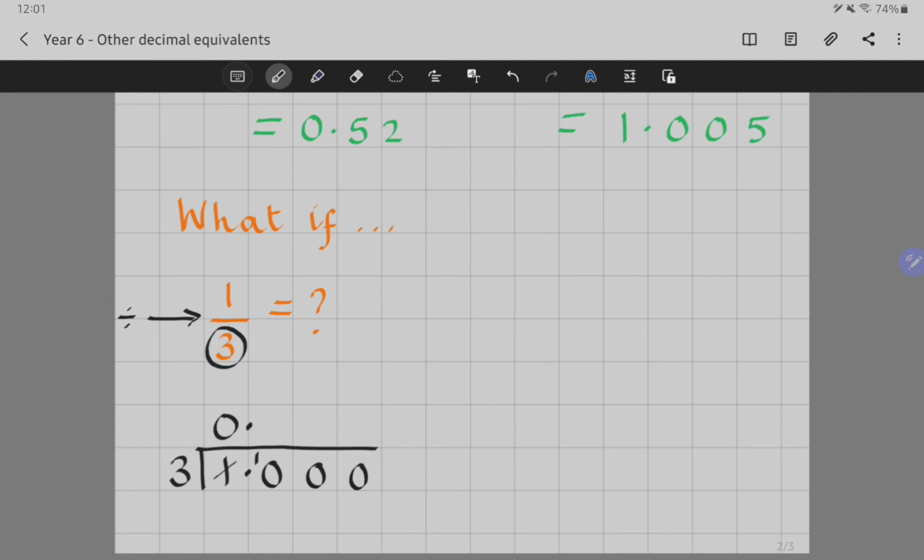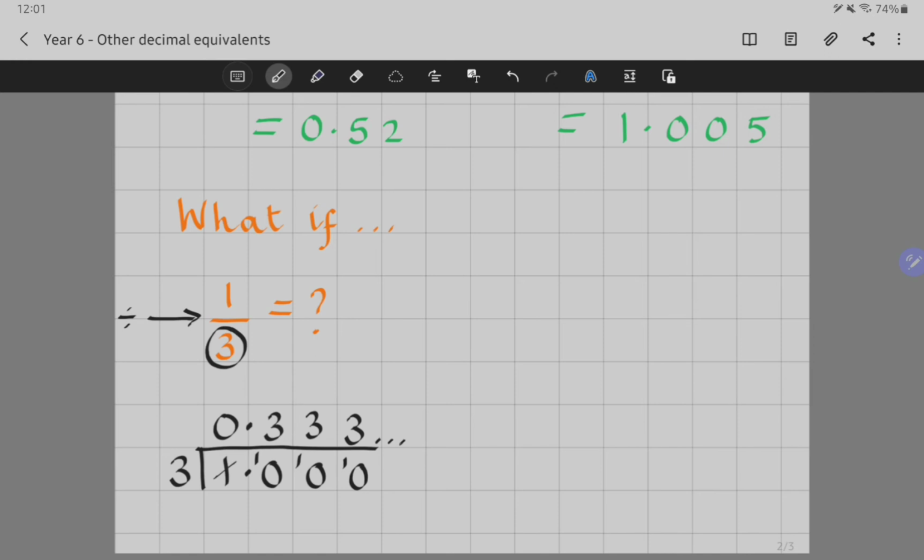3 into 10, or 10 divided by 3, goes 3 times with 1 left over. 3 into 10 again goes 3 times with 1 left over. 3 into 10 goes 3 times. And I could keep going. This is what we call a recurring number. So we can show it by putting 3 dots, an ellipsis, to show that it would keep going on for infinity, forever.